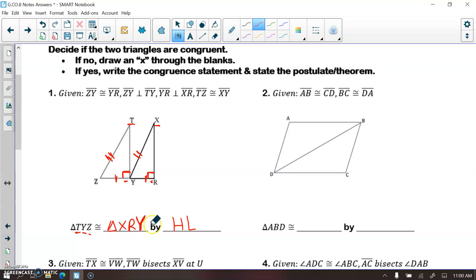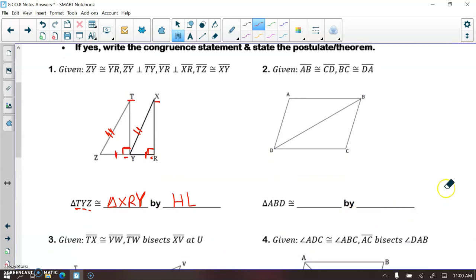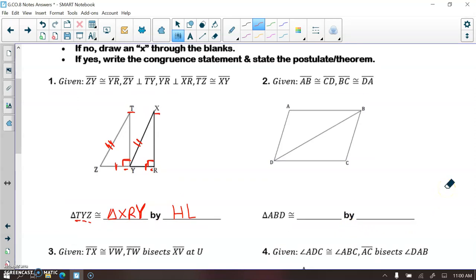All right, the next one, we are given that AB is congruent to CD and BC is congruent to DA. And then these two triangles share a side in common. They both share side BD. So by the reflexive property, BD is congruent to itself. So these two triangles are congruent by the side, side, side congruence postulate.